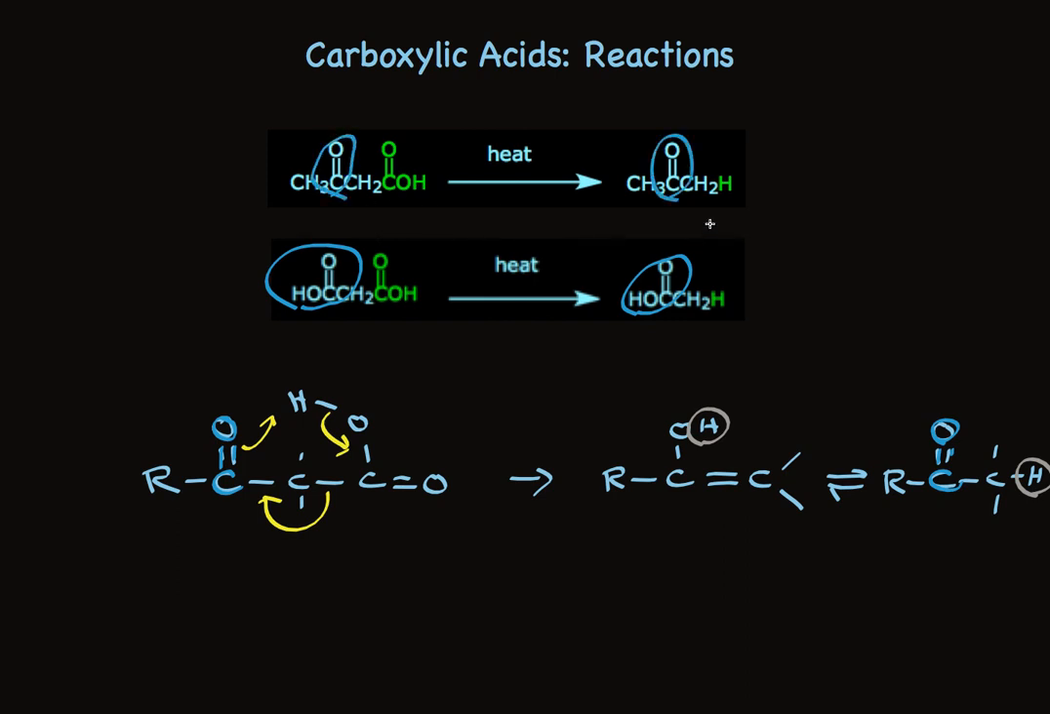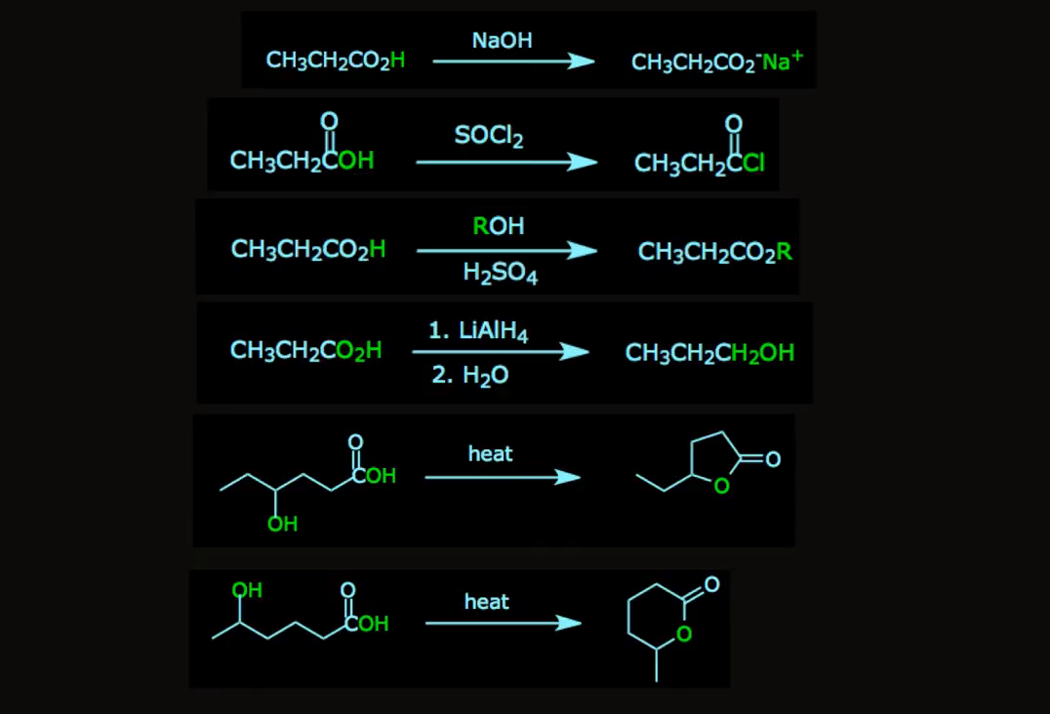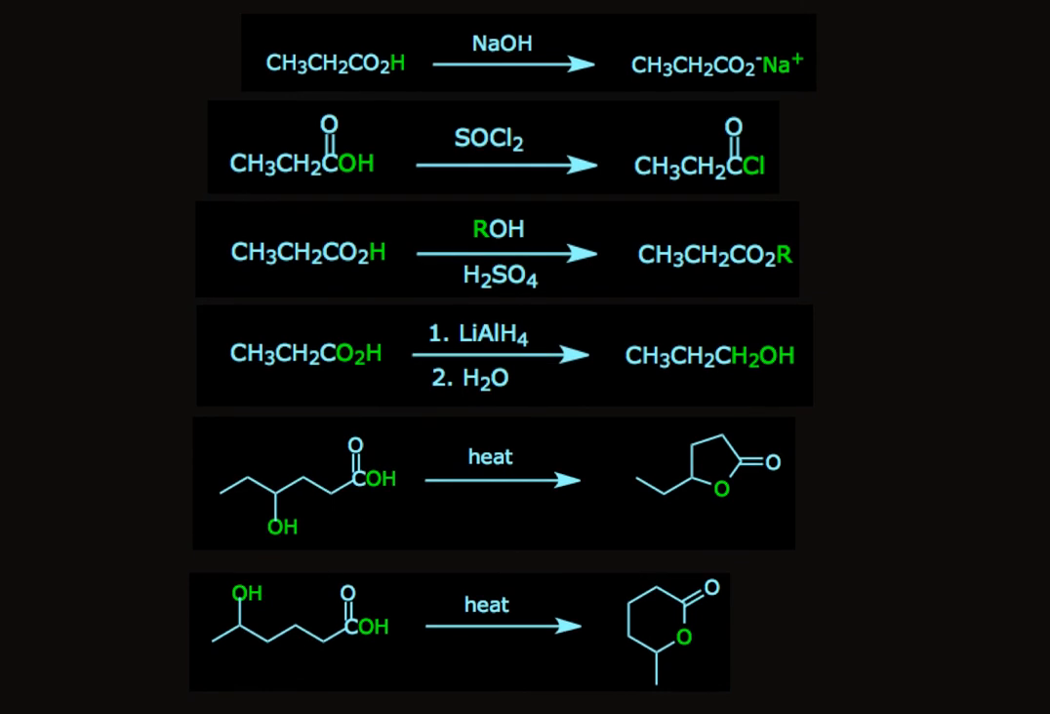I don't think anybody will ever expect that you have memorized the details of this mechanism. But understanding something about how this reaction happens may help you memorize it. In any case, memorization is important. The facts are that a beta carbonyl carboxylic acid will lose the carboxyl group when heated. And in the place of the carboxyl group, there's a single hydrogen. So those 6 reactions I showed you in the beginning are important to memorize. Formation of a salt, an acyl chloride, an ester, reduction to make a primary alcohol, formation of lactones, and decarboxylation.